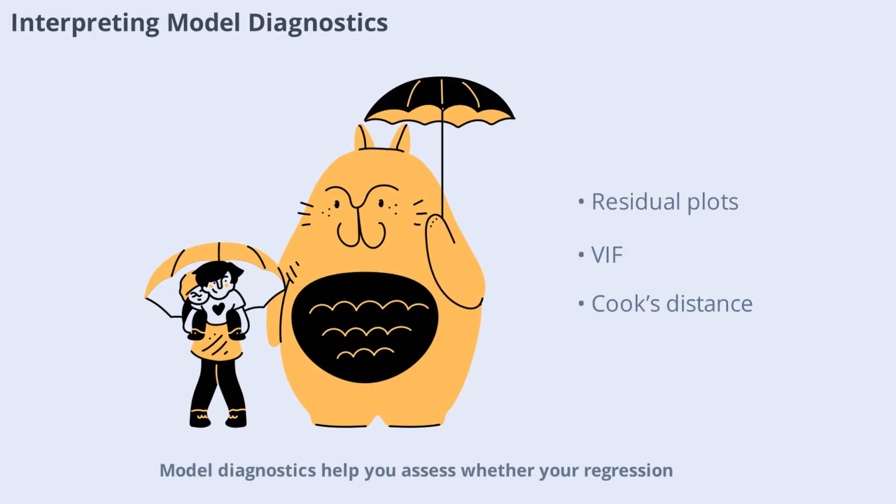Model diagnostics help you assess whether your regression model meets the necessary assumptions and performs well. Look at plots of residuals, leverage, and influence, as well as statistics like VIF and Cook's distance. These diagnostics guide you in refining your model and ensuring reliable results.